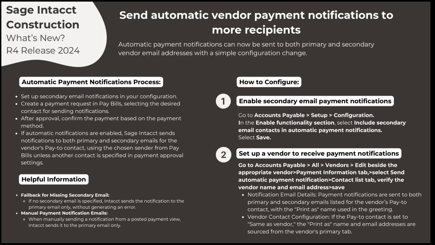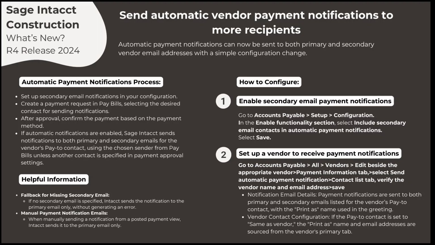So for the payment notification process, you're going to set up the secondary email notifications in your configuration, like I'm going to show you. Then you're going to create a payment request in Bills, setting the desired contact for notifications. After approval, you're going to confirm the payment based on the payment method. Then if automatic notifications are enabled, Intacct will send notifications to both primary and secondary emails for the vendor's pay to contact, using the chosen sender from Pay Bills unless another contact is specified in the payment approval settings.